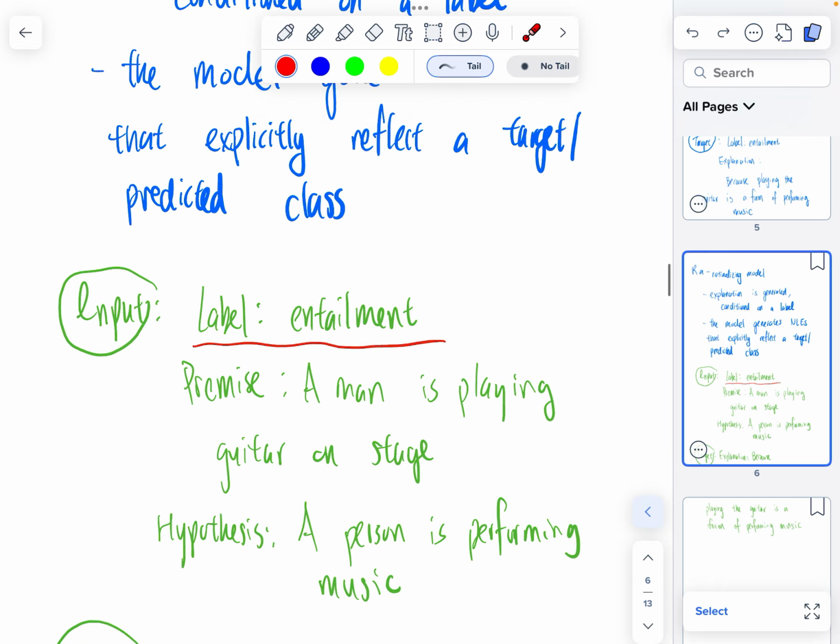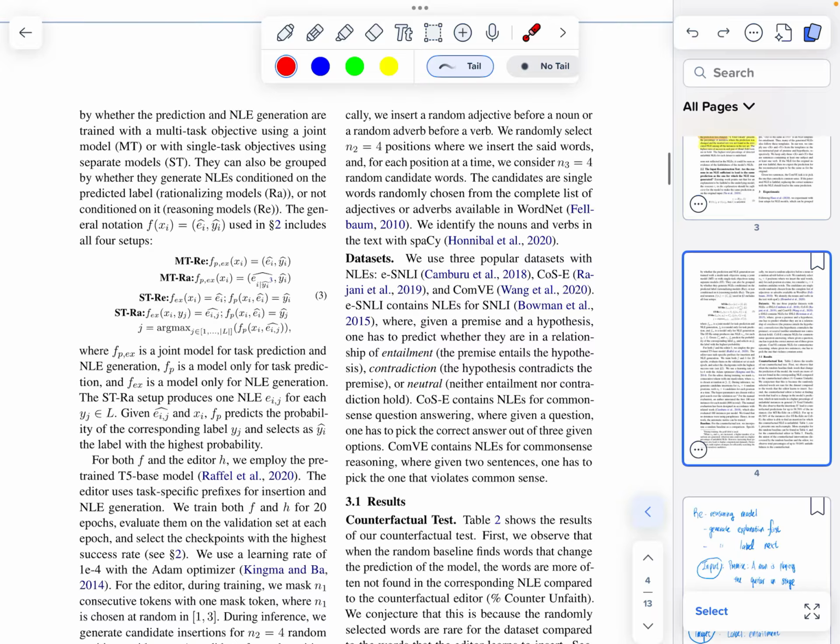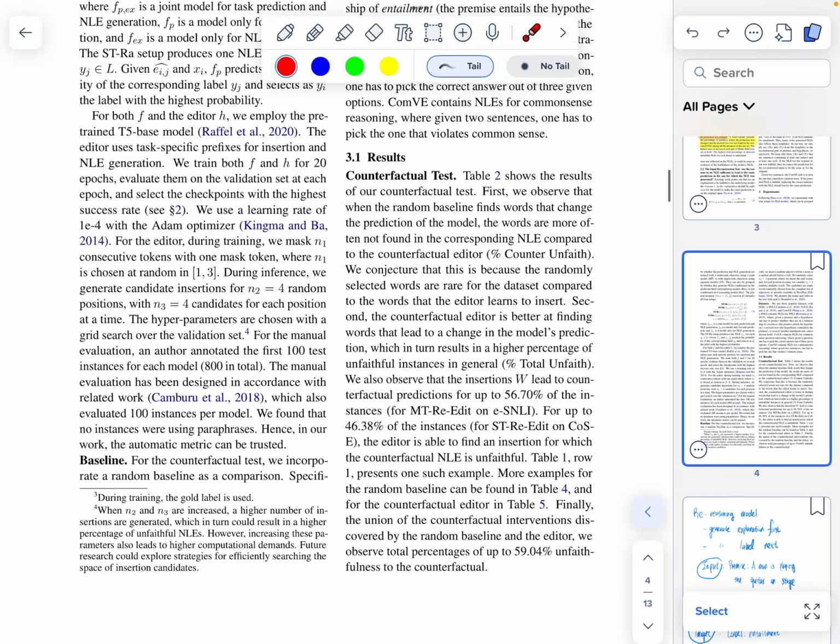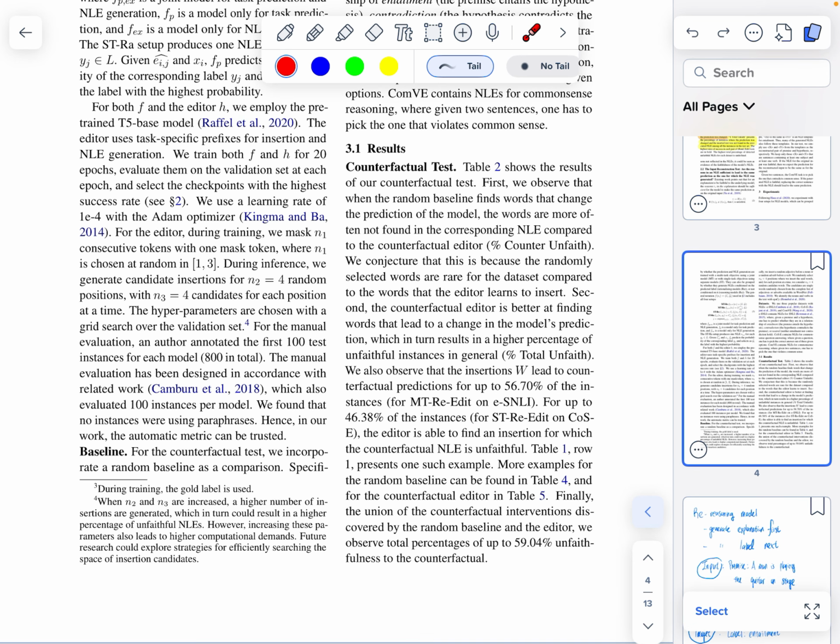So what they're trying to say is, first, we observe that when the random baseline finds words that change the prediction of the model, the words are more often not found in the corresponding NLE compared to the counterfactual editor. We conjecture that this is because the randomly selected words are rare for the dataset compared to the words that the editor learns to insert. Second, the counterfactual editor is better at finding words that lead to a change in the model's prediction, which in turn results in a higher percentage of unfaithful instances in general.